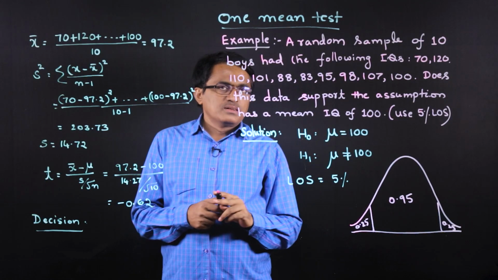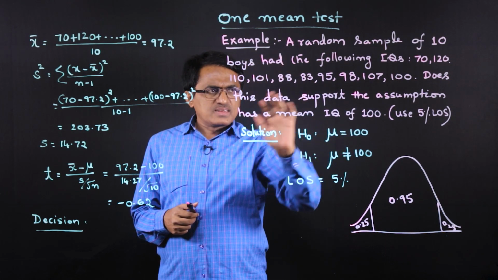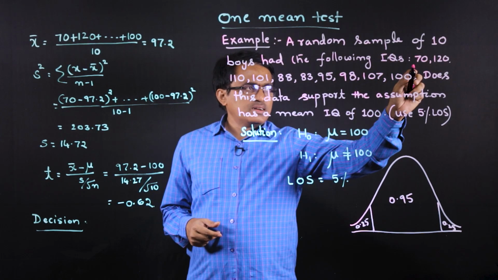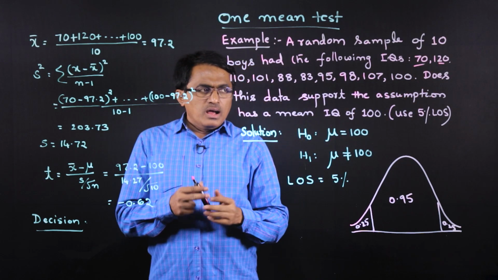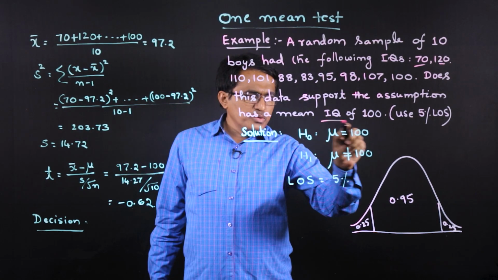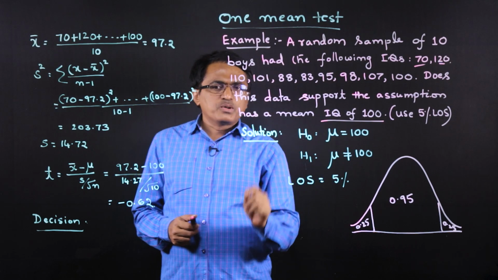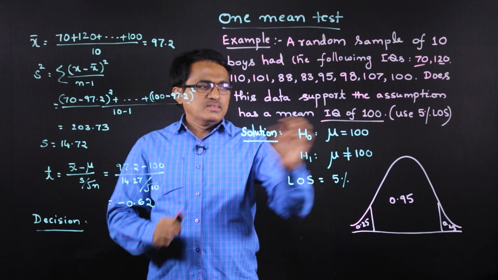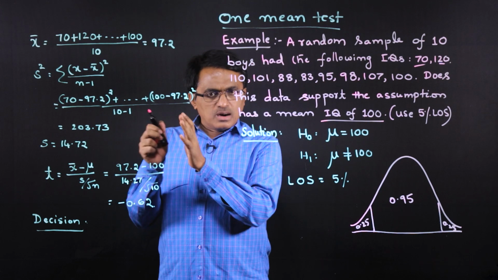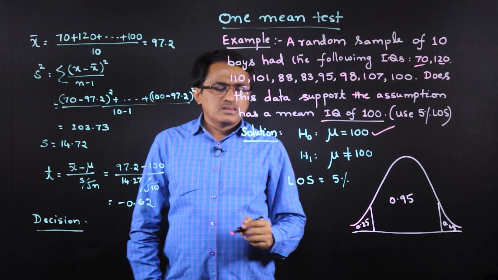Now, we will go through this example. Here a random sample of 10 is taken, where the IQs are noted as shown here, like 70, 120, etc. And based on this, the assumption is that the mean IQ is 100. That means here we are going to validate the hypothesis that the mean IQ of boys is 100. So here the hypothesis is on the mean, particularly with one mean. Therefore, the null hypothesis is mu equal to 100.